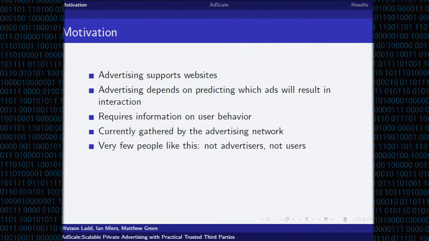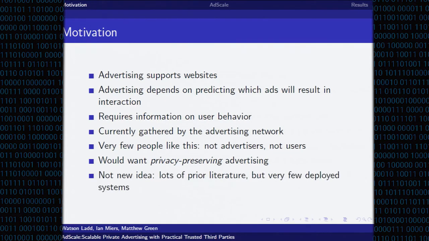Very few people like this state of affairs. Not advertisers, because there's all sorts of regulation associated with tracking user data, and not users, because they don't like being tracked. We would want privacy-preserving advertising. This isn't a new idea. There's been a lot of work on it before, so let's discuss what that looks like. Also, there are very few deployed systems, and we'll end up hitting on some of the reasons why systems in the literature have not been deployed.